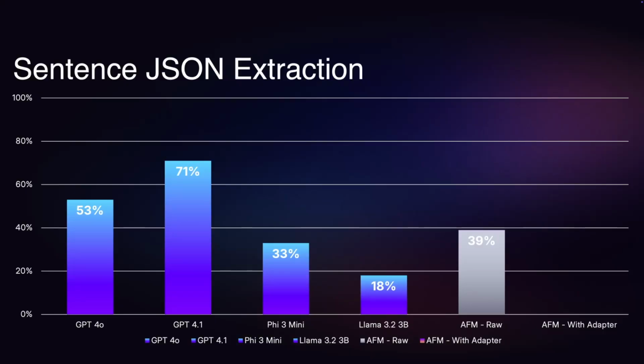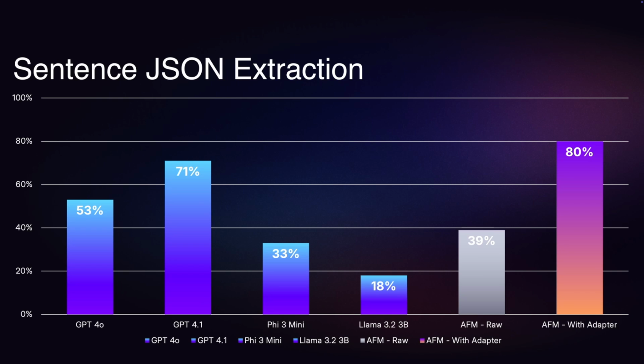Lastly, for a simple sentence data extraction task, we actually saw the Apple model performing better out of the box than other small models. It does seem like Apple really optimized the model for this specific use case of extracting structured data. As soon as we dropped in an adapter, it actually performed so well, it even beat GPT-4o and GPT-4.1. That's pretty incredible for a model that can run on your iPhone. So adapters turn out to be a super powerful feature.